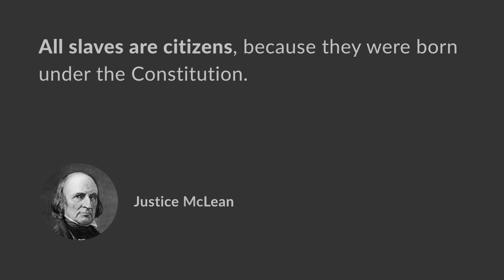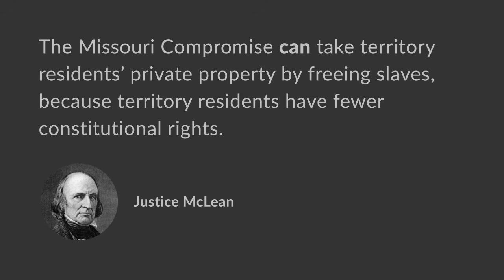Justice McLean wrote that Scott and all slaves were citizens by virtue of being born under the Constitution and subject to its laws. However, McLean also argued that the Missouri Compromise was constitutional as applied to territories. Residents of the territories didn't have the same constitutional rights as residents of states, and McLean believed the Missouri Compromise could constitutionally take private property away from territory residents by freeing slaves.